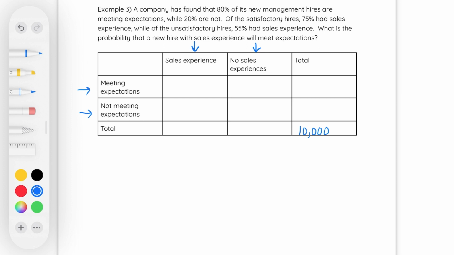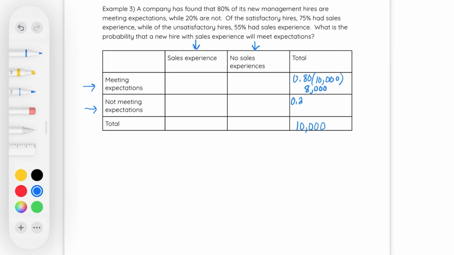So a company has found that 80% of the new hires are meeting expectations. So on the meeting expectations row, 80% of the new hires, which we said were 10,000. You could do 1,000 or smaller values if desired. But to keep things consistent, I'm just using 10,000. That means that 20% are not meeting expectations, which makes sense because you either are going to meet expectations or you're not. So therefore, 2,000 goes in this column.